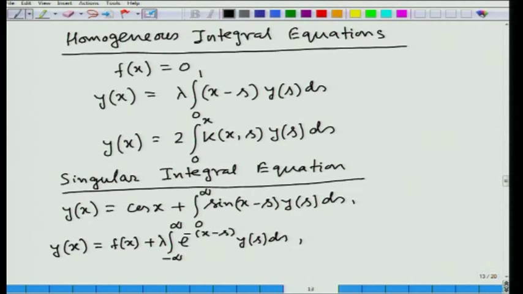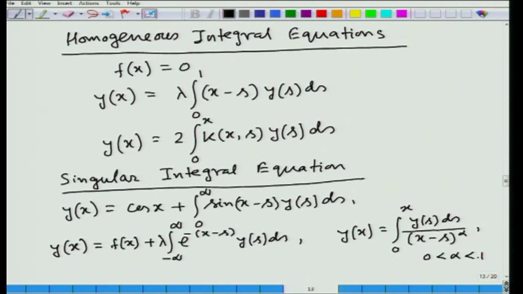And another integral equation: y(x) is equal to integral 0 to x of y(s) ds divided by (x minus s) to the power alpha, where 0 is less than alpha less than 1. So, at s equal to x, this integrand is infinite. So, s equal to x is a singular point of this integrand, and therefore, this is a singular integral equation.